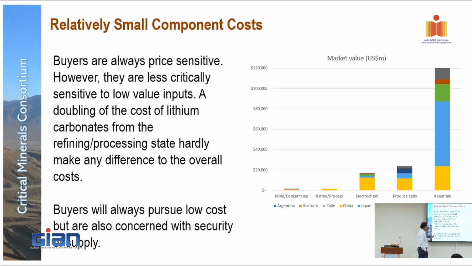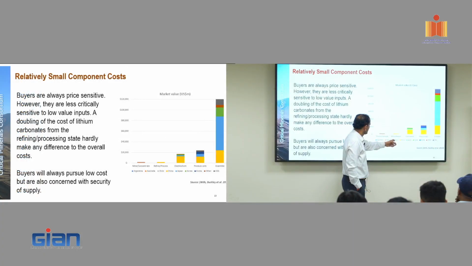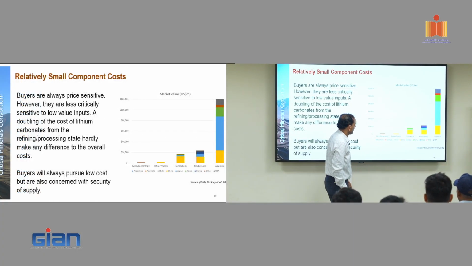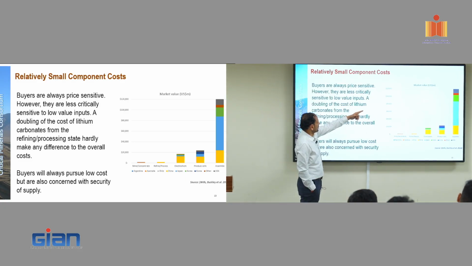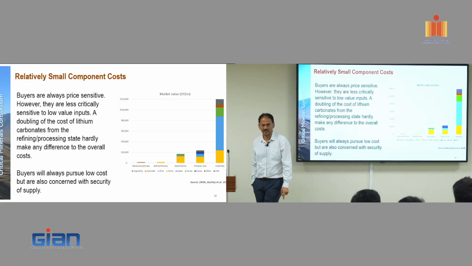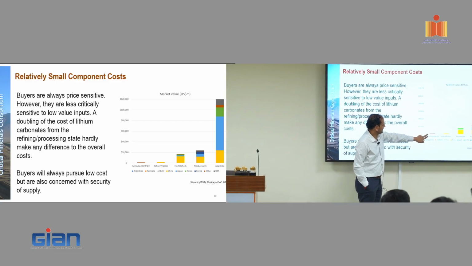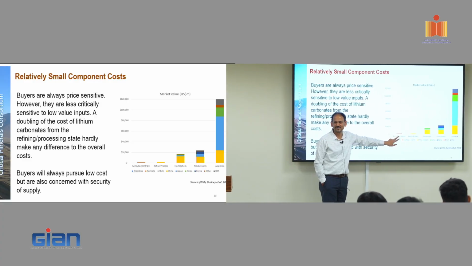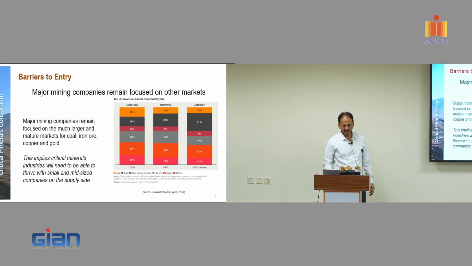Buyers will always pursue low cost, but are also concerned with security of supplies, right? That's as far as the companies are concerned. So what you have here is market value: mine, concentrate, refined process, electrochemical, produced cells and assembly. That's what I was talking about, 120 million US dollars, so about 1.5 billion I was referring to. What Australia gets from that is only insignificant value. Is everyone with me? Yeah.